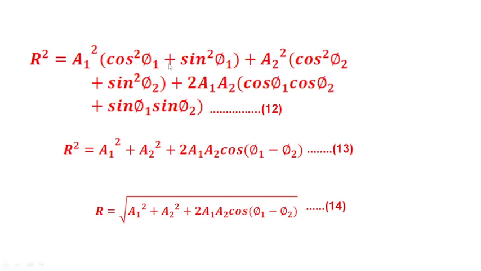Cos square phi 1 plus sin square phi 1 is 1, and cos square phi 2 plus sin square phi 2 is also 1. So therefore capital R square is equal to A1 square plus A2 square plus twice A1 A2 into cos of phi 1 minus phi 2. This is suppose equation 13. From this, R is equal to under root of A1 square plus A2 square plus twice A1 A2 into cos of phi 1 minus phi 2. This is suppose equation 14.